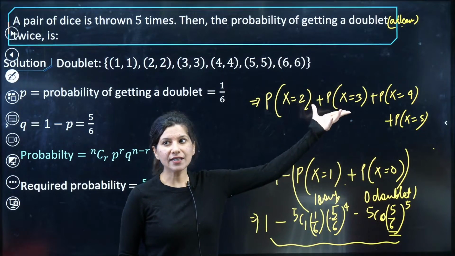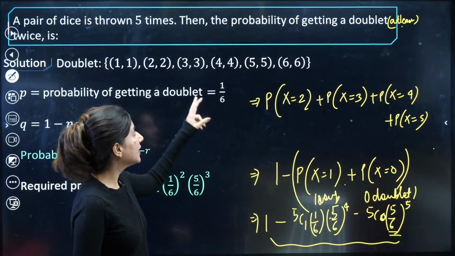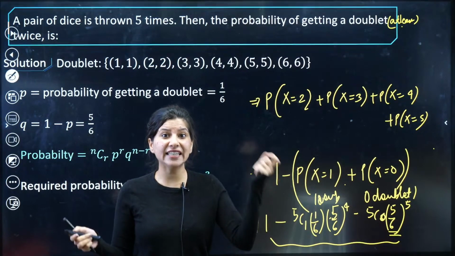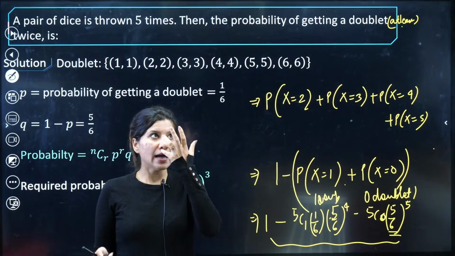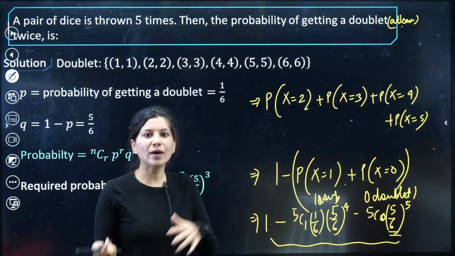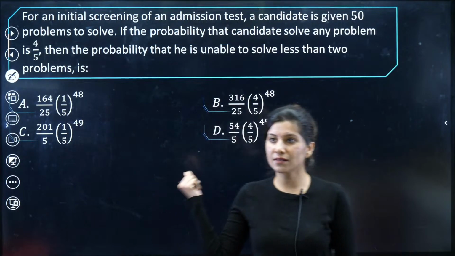Okay. So either this or this will be your answer. Sometimes they just ask you for getting a doublet exactly twice. They can also give you at least once, or at most once, like that. Okay, that's what I want to tell you. Now let us come back to this question.